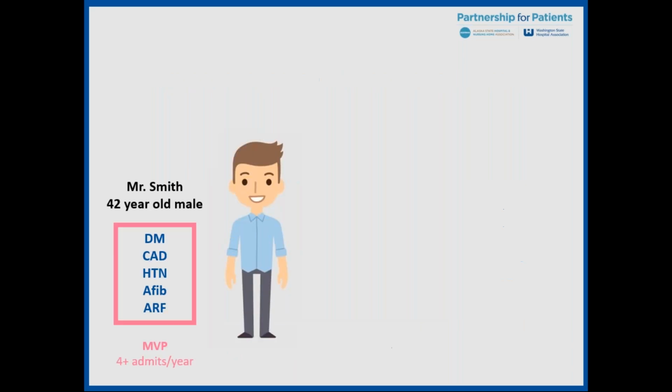Next slide. And so if we were to take a deeper dive and look at Mr. Smith, 42-year-old male with this list of comorbid conditions, and as we've identified that he has at least four or more admits a year, when he presents to the emergency department with chest pain, shortness of breath, nausea, weakness, any of those things, he's going to get admitted to the hospital at least for a rule out nearly every single time.